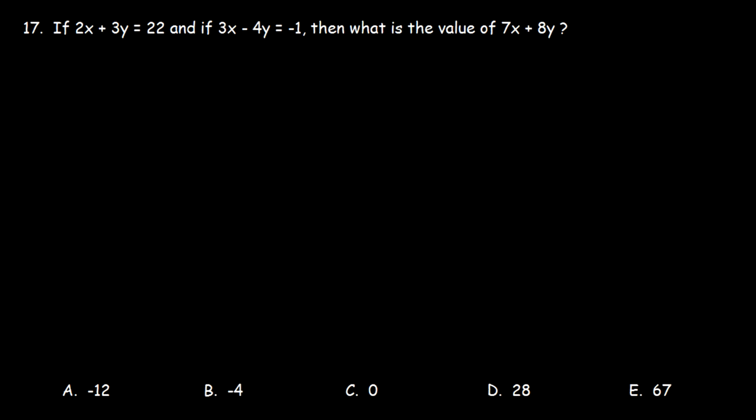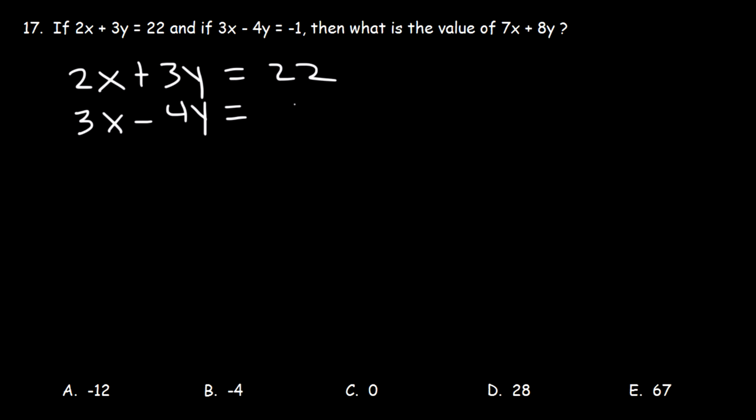Number 17. If 2x plus 3y is equal to 22, and if 3x minus 4y is equal to negative 1, then what is the value of 7x plus 8y? To find this answer, we'll need to find the values of x and y. If we can do so, then we can find the value of 7x plus 8y. Now we have two equations and two variables. So therefore, we need to set up a system of equations. Let's use the elimination method to solve it.